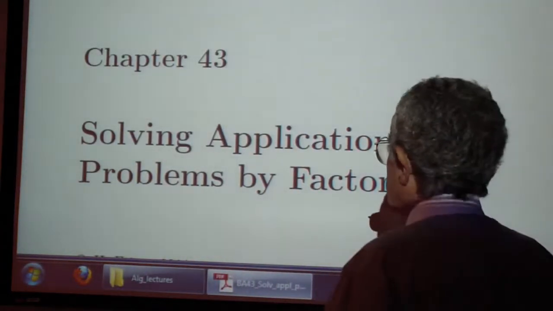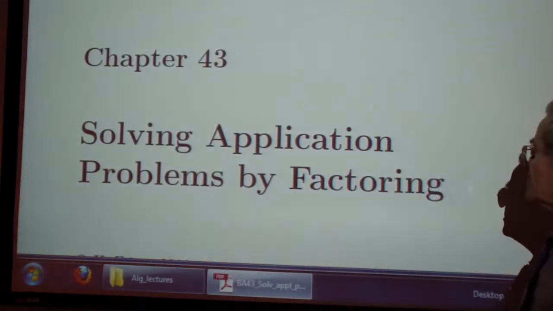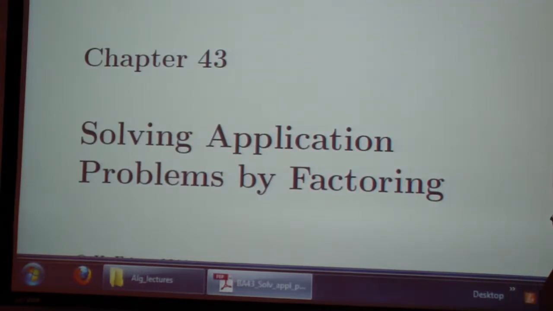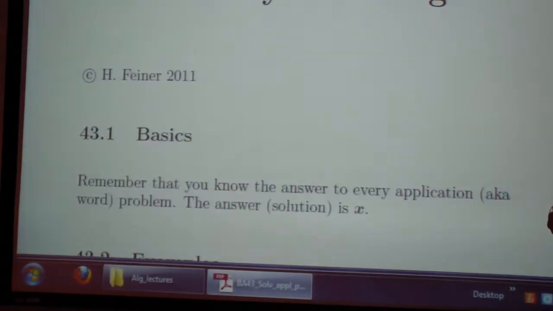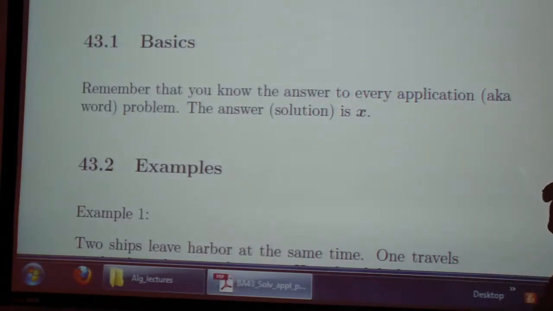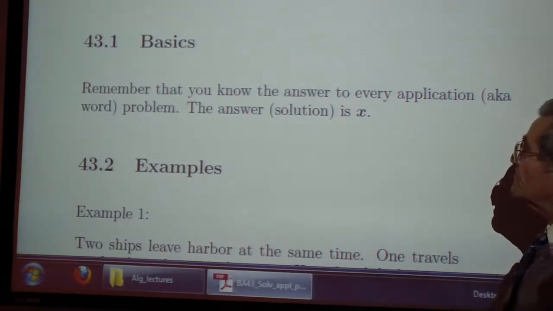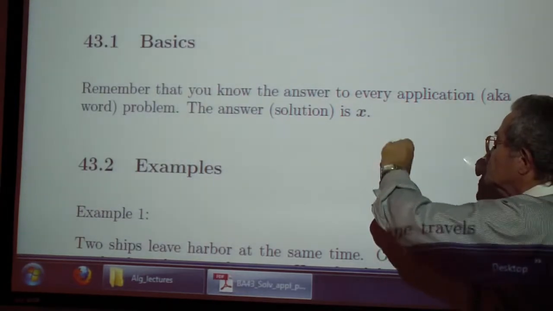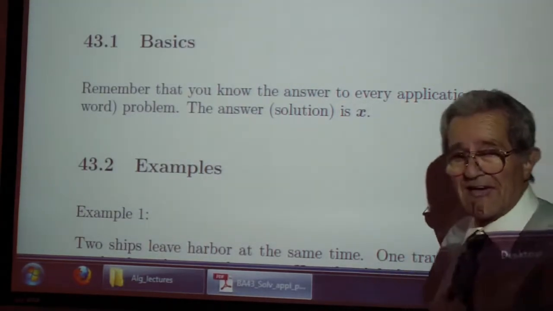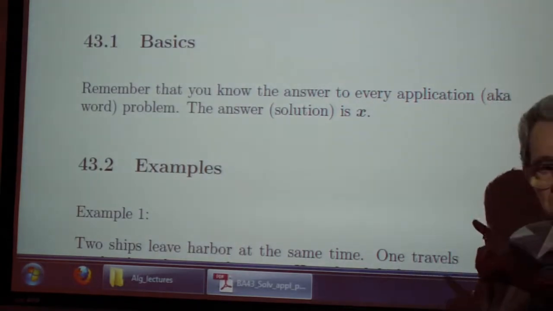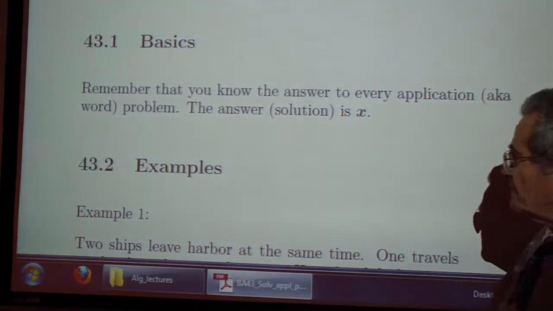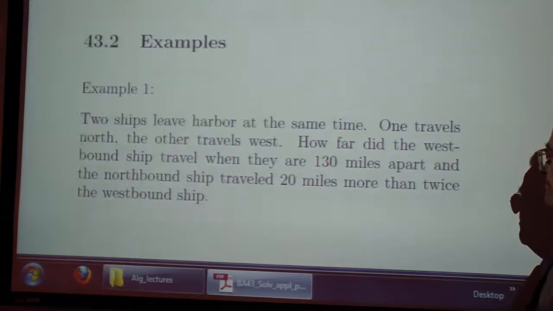Chapter 43, Solving Applications by Factoring, Application Problems by Factoring. Remember that you know the answer to every application, also known as word problem. The answer to the solution is always X, okay? And usually I leave it that way. Sometimes I modify it.